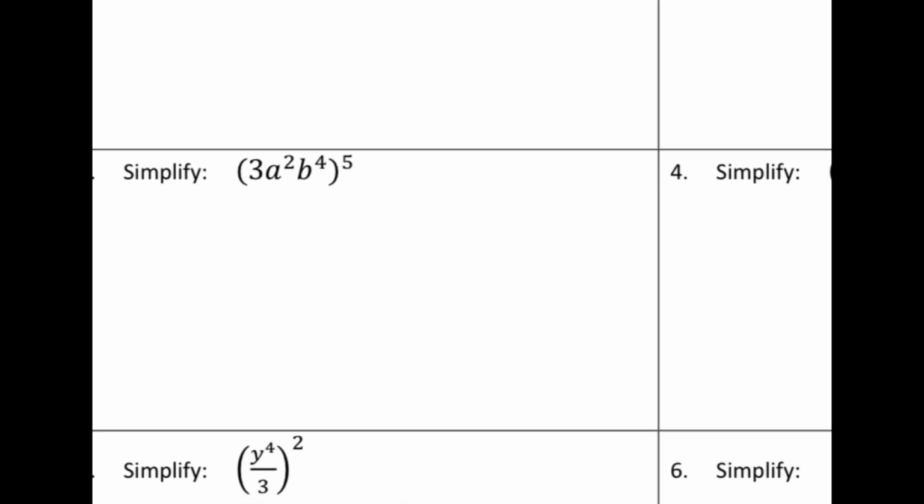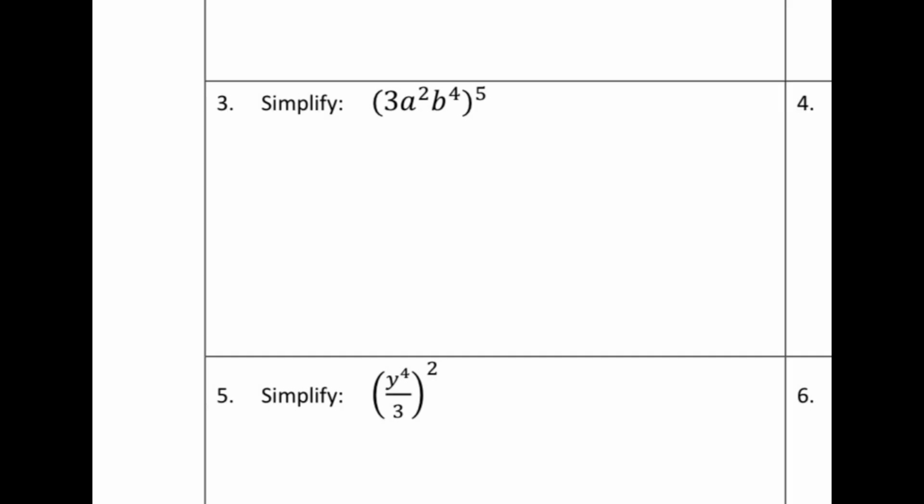Number 3. This time, everything is affected by the 5, right? Because it's behind the parentheses. So rather than writing everything in the parentheses 5 times, I'm going to take the 5 to all 3 parts. So basically we would have 3 to the 5th. Don't write this. A squared to the 5th and b to the 4th to the 5th. I guess you can write it if you want to, but I wouldn't. I would know the rules and I would do them without writing it.